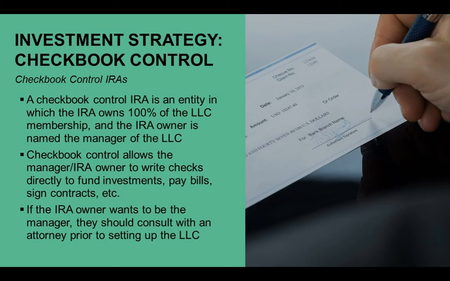Now, Checkbook Control allows the manager to write checks, directly fund investments, pay bills, sign contracts, foreclose on properties, everything that you would associate with buying property or buying an asset. That is going to be managed by the LLC manager or the trustee of the trust for the ultimate benefit of the IRA. And if the IRA owner wants to be a manager, you should really consult with an attorney beforehand. Like I said, there is case law specific to this, but depending on what you're going to be doing with the LLC, it is always encouraged that you run that by a legal expert.